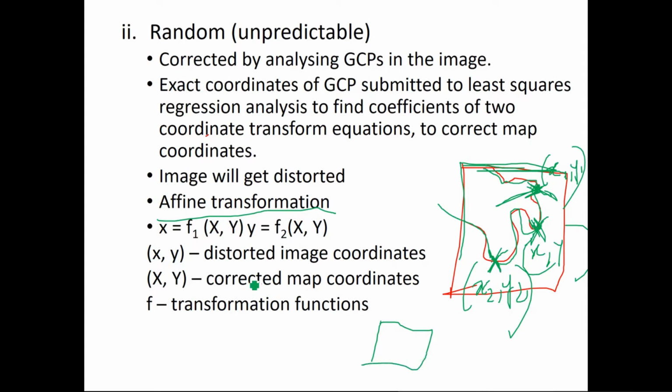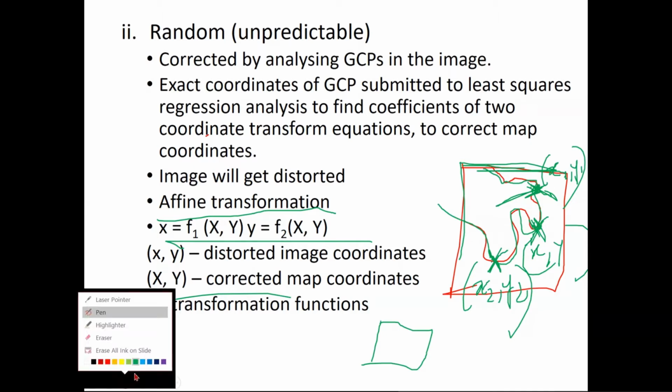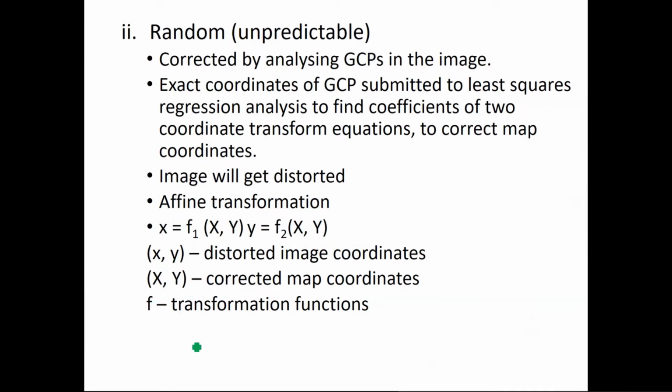After this process, again there will be slight distortions in the image, but they might be correctly geo-referenced. If small x, y are the distorted image coordinates and capital X, Y are the corrected map coordinates, then small x is a transform function of the corrected map coordinates. Similarly, you will do this for all of these GCPs, and this transformation will be based on least squares regression analysis so that they match the best possible way. So that is random or unpredictable distortion correction.